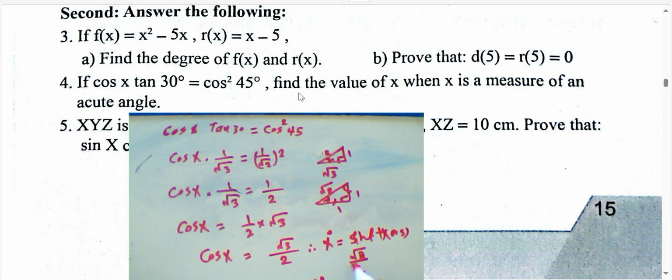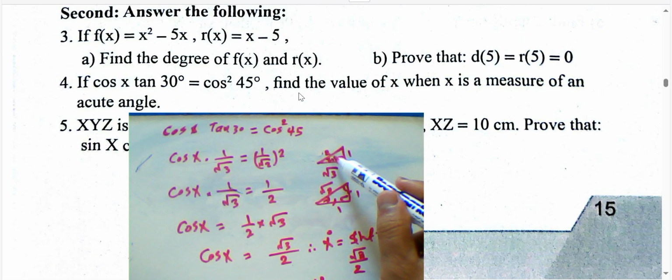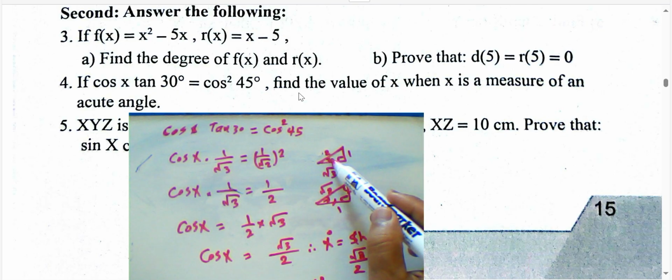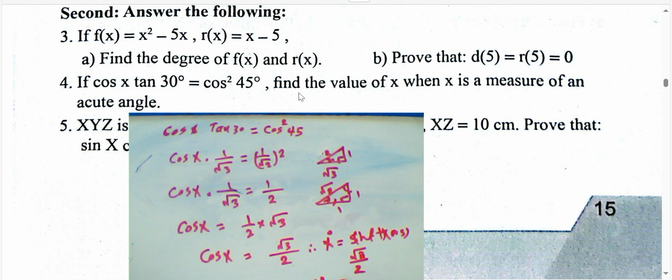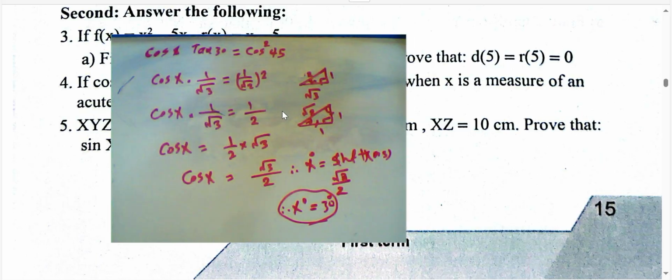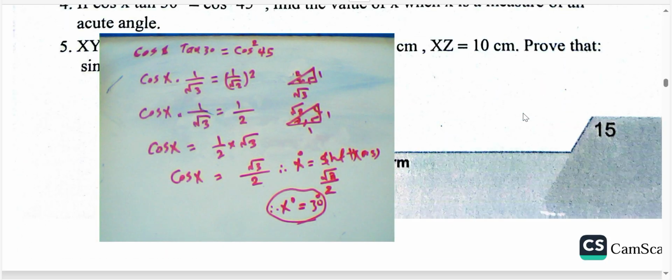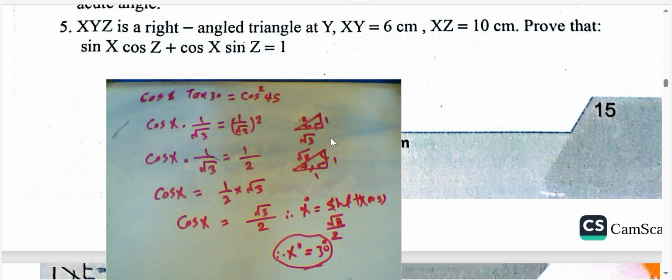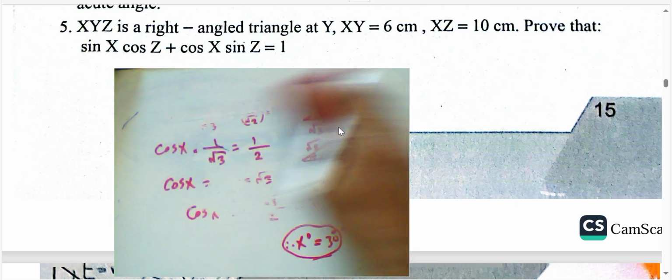It will be what? We have cosine 30 equal root 3 over 2. Then the angle here will be 30 degrees. The angle will be 30 degrees. Okay, next question, number 5.